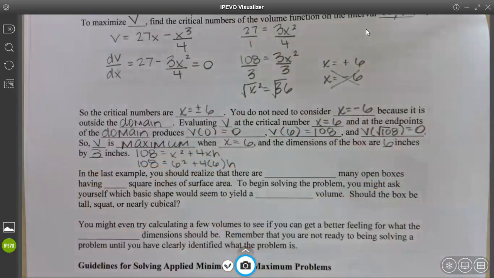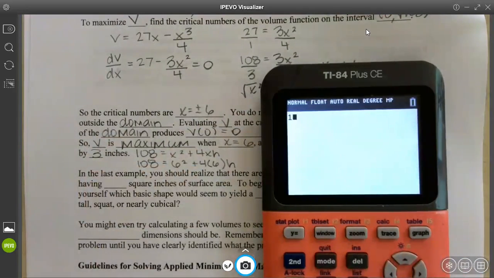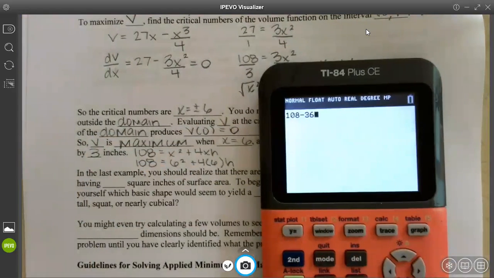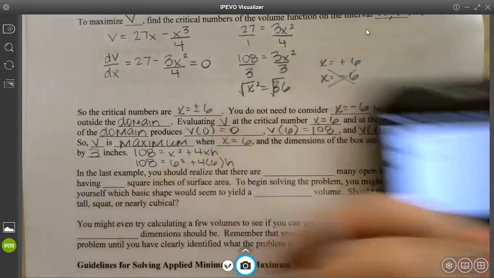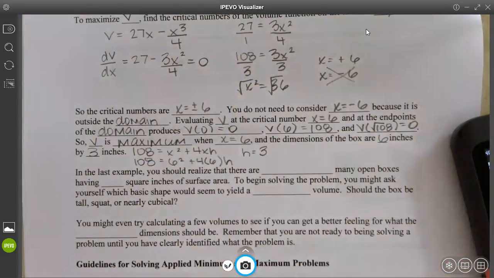You guys could go back to where we solved it for H and just plug it in there if you wanted to. So we would do 108 minus 36 divided by that 24, and we get H equals 3. So that's where the 3 comes from. Again, your book does not give you that. So if you went back and looked at it, you would have no idea where, I mean, you would have to figure it out.